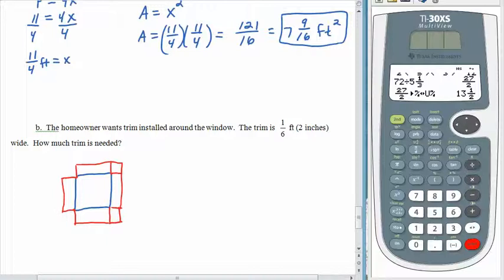Now, I'm not suggesting that you have little tiny square pieces off the end, but this is what we need to draw in order to calculate the actual length of trim that we need. Because here, this distance is the side of the window. That's 11/4, or if you want to say 2 3/4, doesn't matter. But over here, this is the width of the trim. That's a 1/6. And this over here is a 1/6. So the total length of a side looks like that.